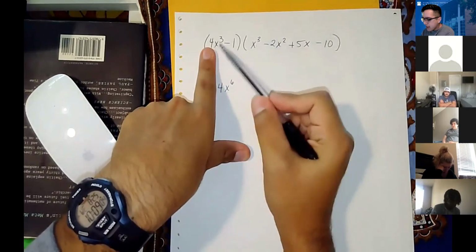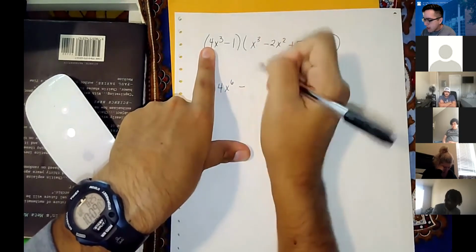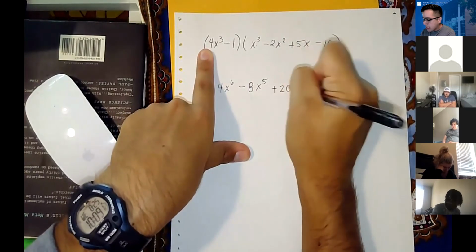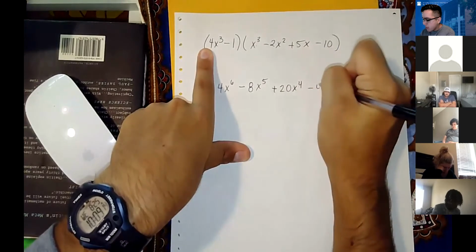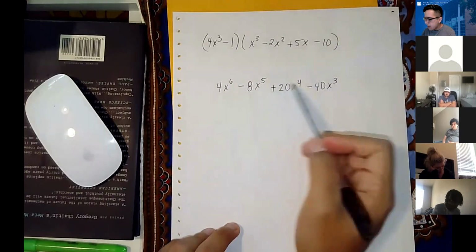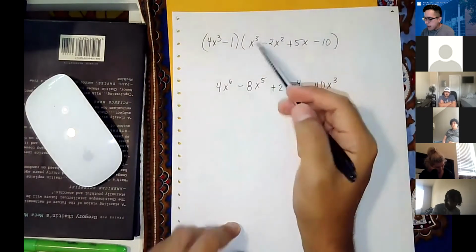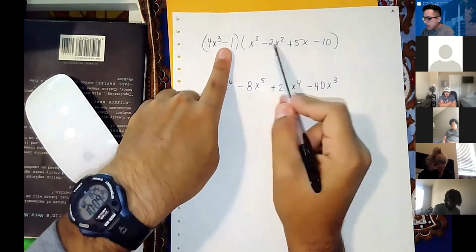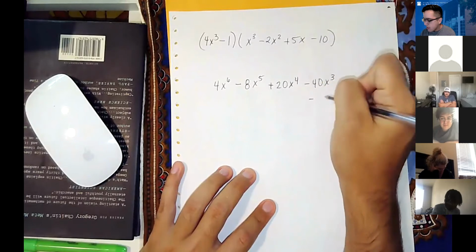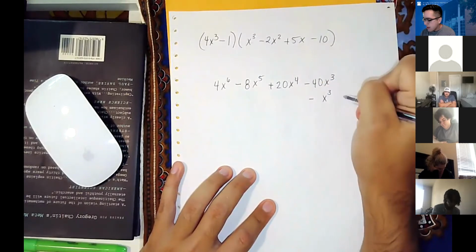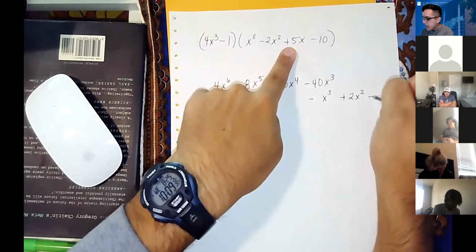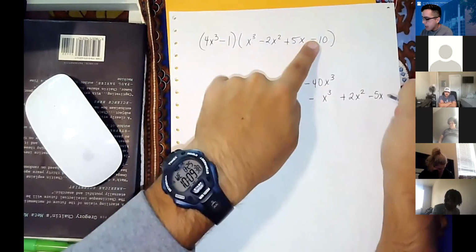And then we have 4x to the 3rd times this guy. That's going to be -8x to the 5th. Then we should have +20x to the 4th minus 40x to the 3rd. Okay, that's the first round of multiplication. 6, 5, 4, 3. Good, that's in order. Then I'm going to just multiply the -1 by each of these guys. And that's really nice because I will just put -x to the 3rd here, +2x squared, -5x, +10.